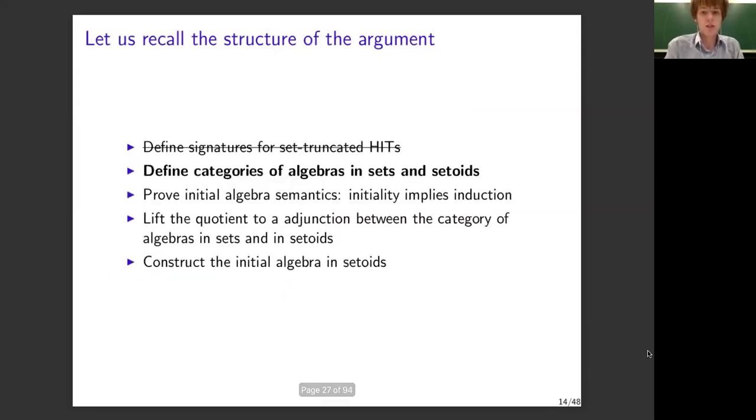So let us recall the structure of the argument. So now we have defined signatures. And the next step is to define categories of algebras in setoids. For those who did universal algebra, the approach done here will not be surprising because it is just standard.